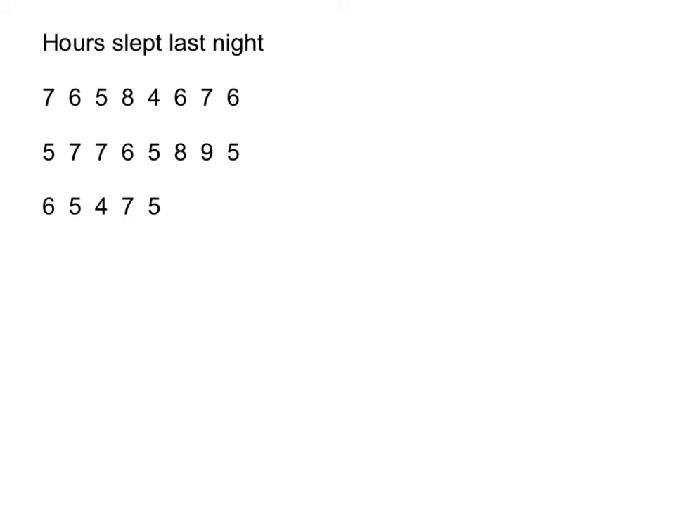To make a dot plot, you will start by making a horizontal axis. You're going to need to label your axis going from the minimum value in your data set, which in this case is 4, all the way up to the maximum value in your data set, which in this case is 9. Do not skip any values in between 4 and 9. Clearly label each value.